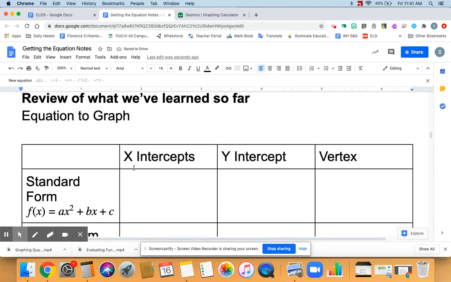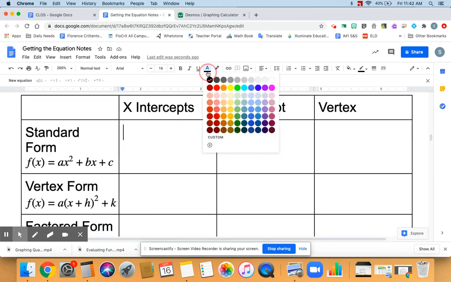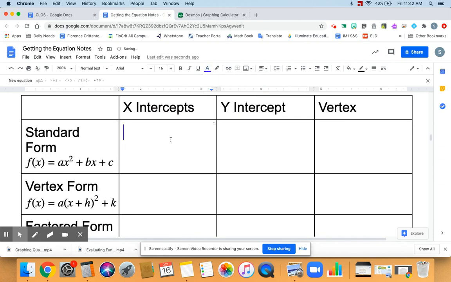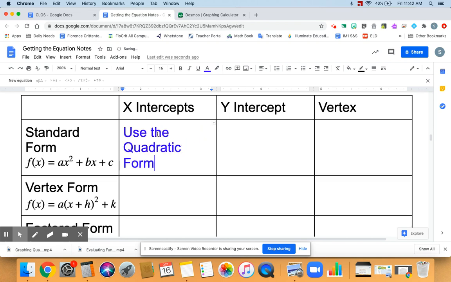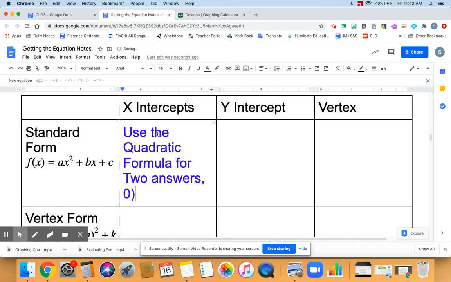Remember, for all of them, to get the graph, you're going to start by getting the 4 key features: vertex, y-intercept, and the x-intercept. There's 2 of them. So we're not going to do it, it's going to just be a quick review of how to do it from each key feature. So if I'm in standard form and I want to get the x-intercepts, I use the quadratic formula for 2 answers. And then don't forget, then it's comma 0, whatever your 2 answers are.